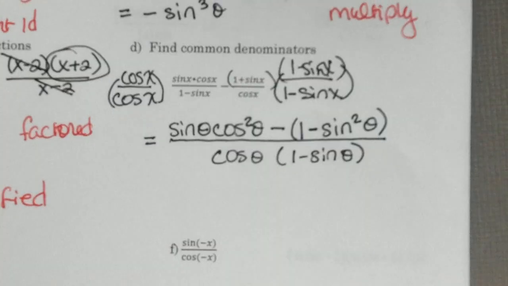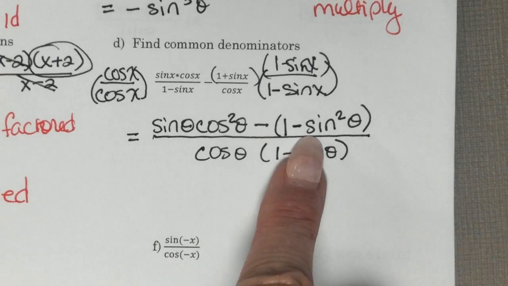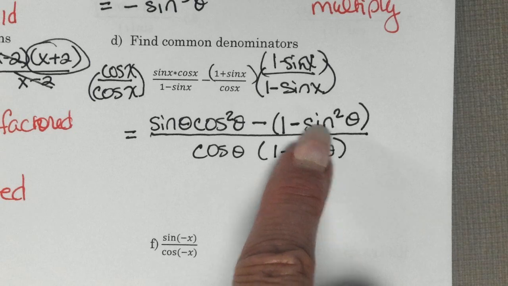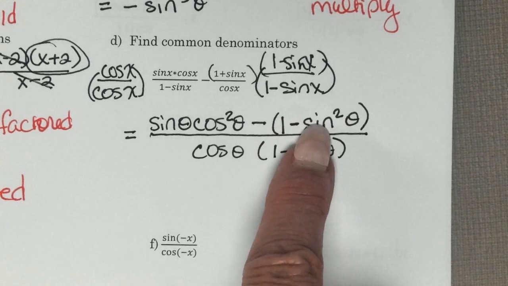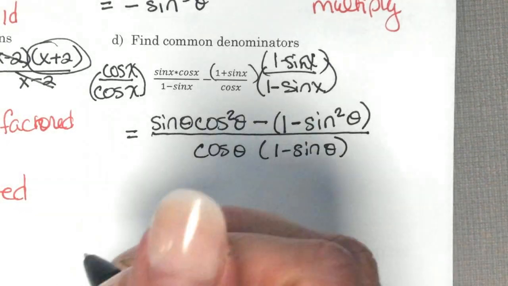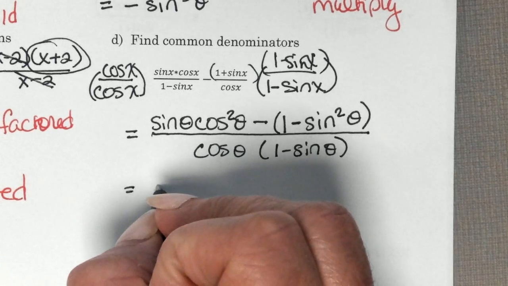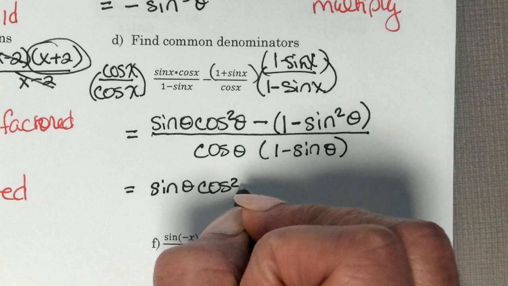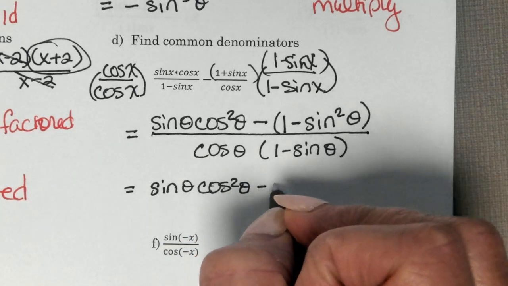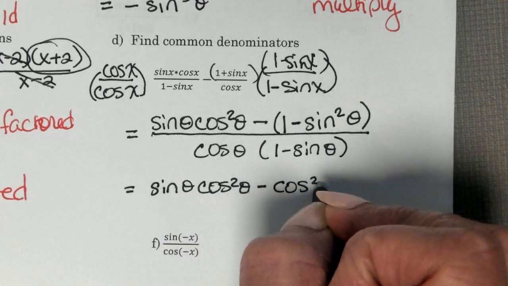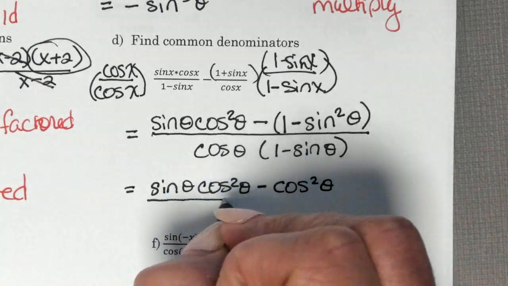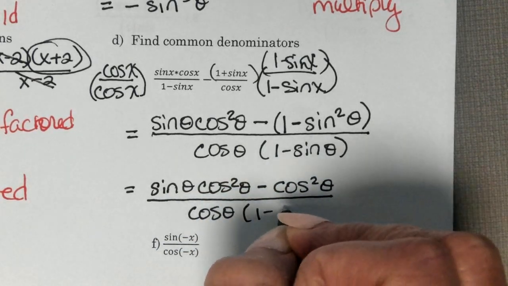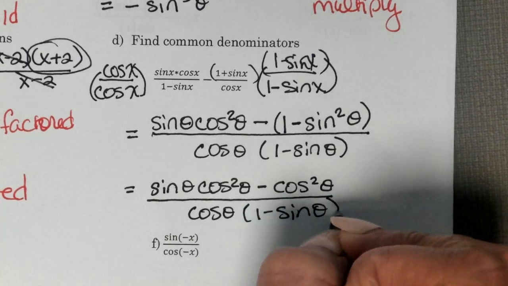Okay. Now, this 1 minus sine squared theta, that's a Pythagorean identity. This is equivalent to cosine squared. So I'm going to write this as sine theta, cosine squared theta, minus cosine squared theta, all over cosine theta times 1 minus sine theta.